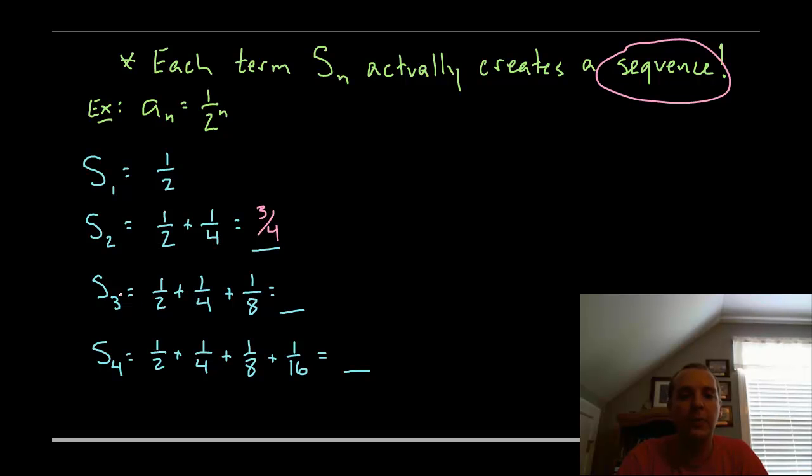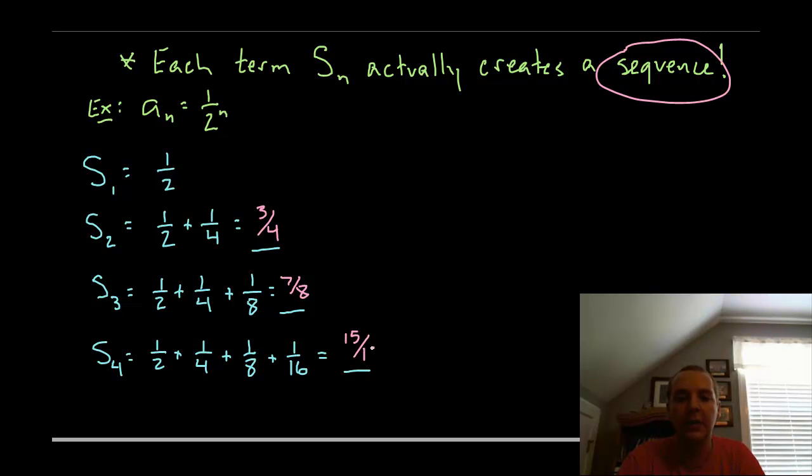S sub 3 would be the sum of the first three terms of that sequence: a half plus a fourth plus an eighth. Yes, that's a sum. That's a partial sum. When you total them, you get 7/8. Then next, S sub 4, you get a half plus a fourth plus an eighth plus a 16th.